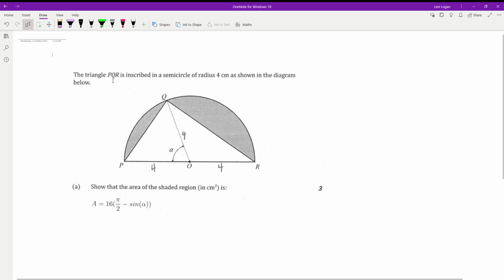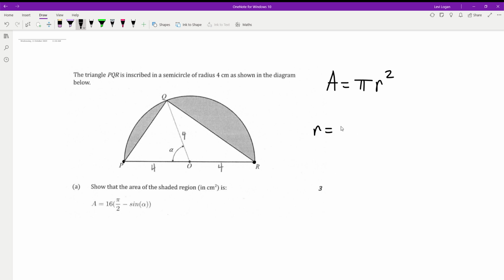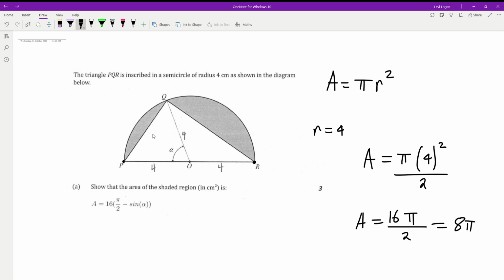So the way we start this question is, let's just find the area of the semicircle. The semicircle pretty much here. An area of a circle is pi times the radius squared. We know the radius in this case is 4, but this is for a full circle. We only have half a circle, so the area of just the semicircle is going to be pi times the radius squared, which is 4, divided by 2. So you're going to have 16 pi on 2, which gives you 8 pi.